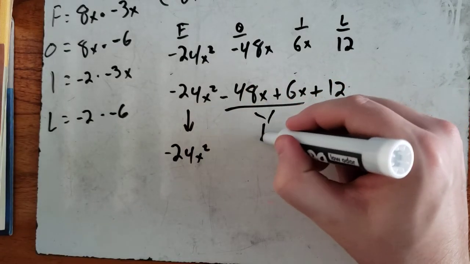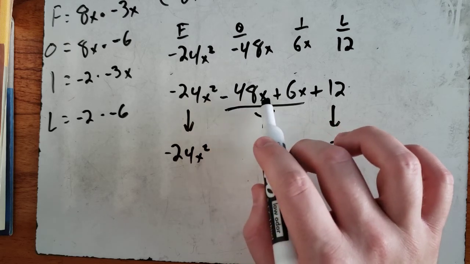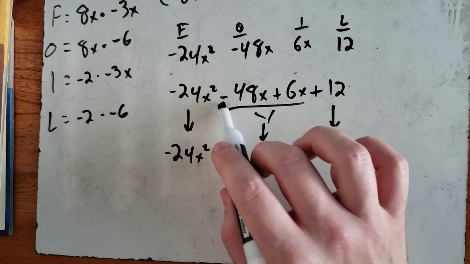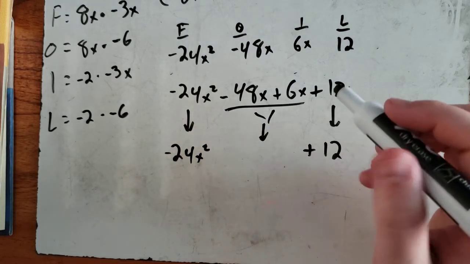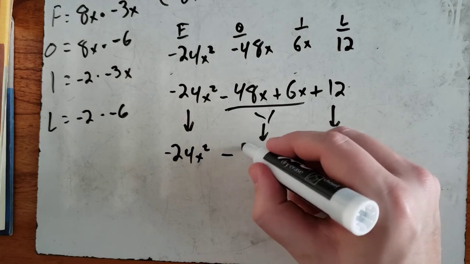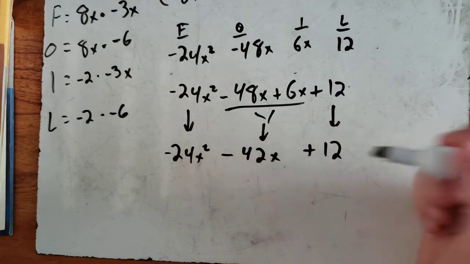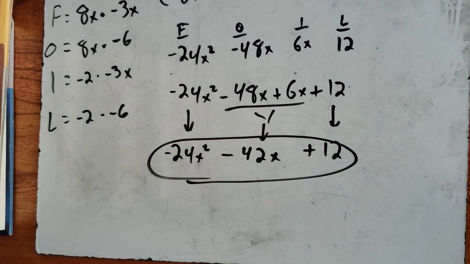Combine your middle terms, drop it down. You have a negative 48x plus 6x. Remember, don't forget about this negative in front here, this minus. If that's the minus, it's negative. So negative 48x plus 6x is going to give you a negative 42x. And that is our final answer.